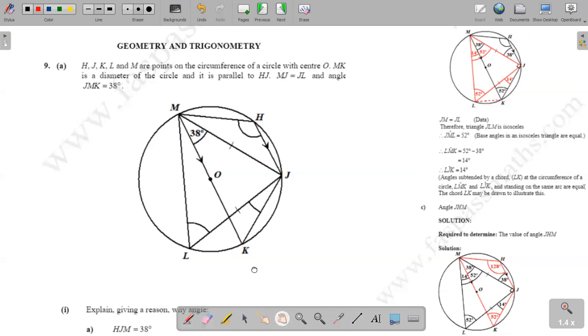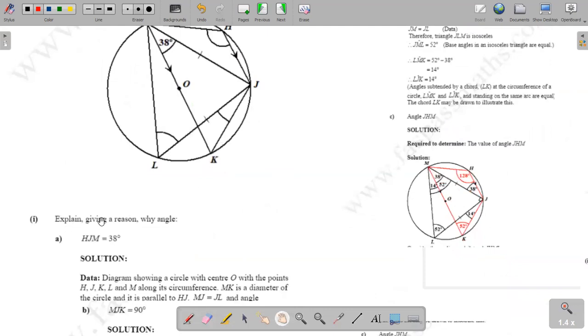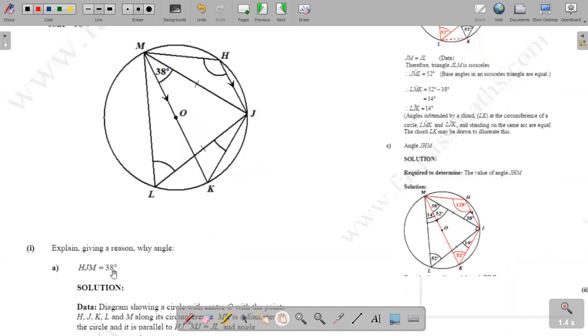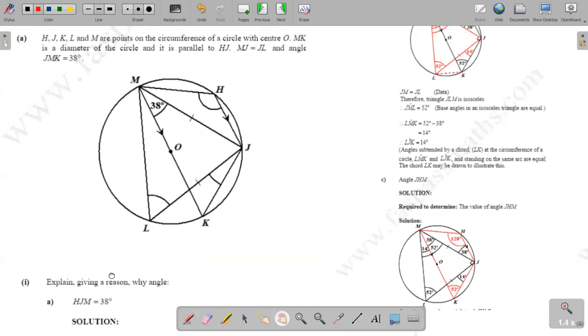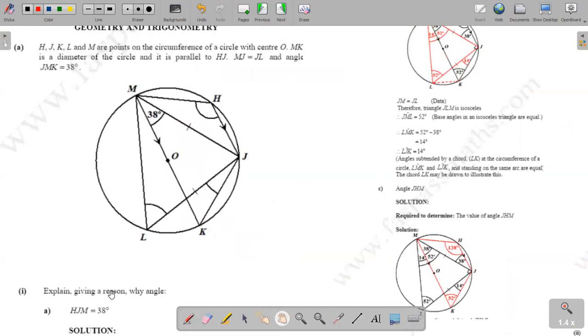All right, so let's go to the first one. Explain, give a reason why angle HJM is 38. So you see, this is the next one. They give us the angles and they want to know why. So let's find HJM. Everybody look for where you think HJM is. Look for it. H, follow the line, J, M. We didn't find that one before.